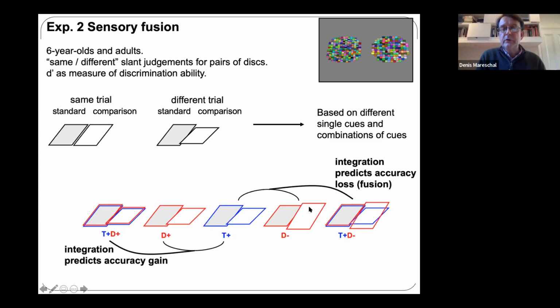And there are 2 other conditions, but the most important condition is the one in which we now have the texture and the disparity cues going in opposite directions. So for an adult, if they're fusing these into a single average, that will now look like a plane which is in the middle, which is basically the same as the standard. So they won't be able to tell the difference. They will say same all the time in these kinds of conditions. In contrast, if the children are not fusing the cues, they can then rely on one of them, maybe the disparity cue or maybe the texture cue, to realize that this stimulus is different from the standard on the left. So we'd expect that the children's performance would be better in this T plus D minus condition, when there are conflicting cues, than the adults.